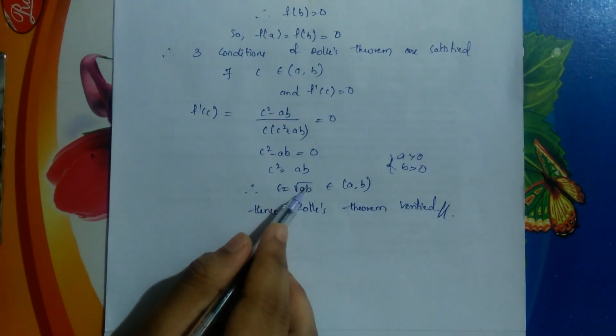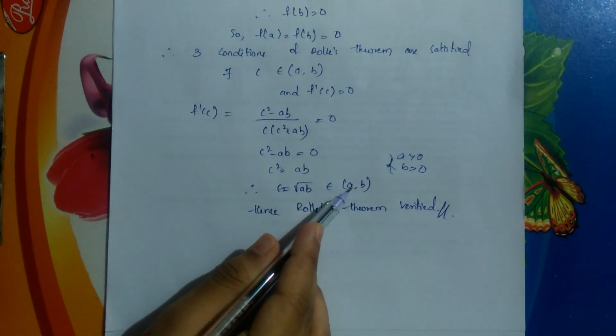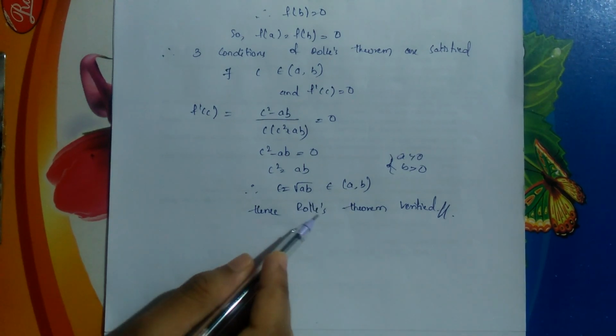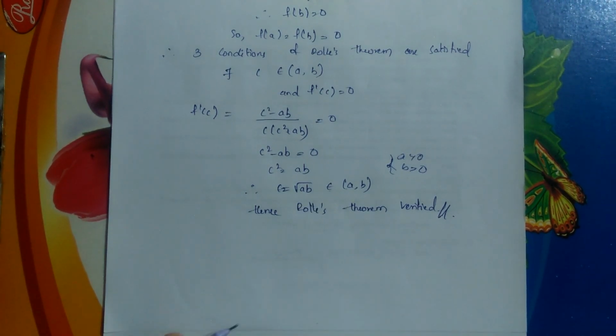So c is equal to root ab, that belongs to the open interval a comma b. Therefore, hence Rolle's theorem is verified.